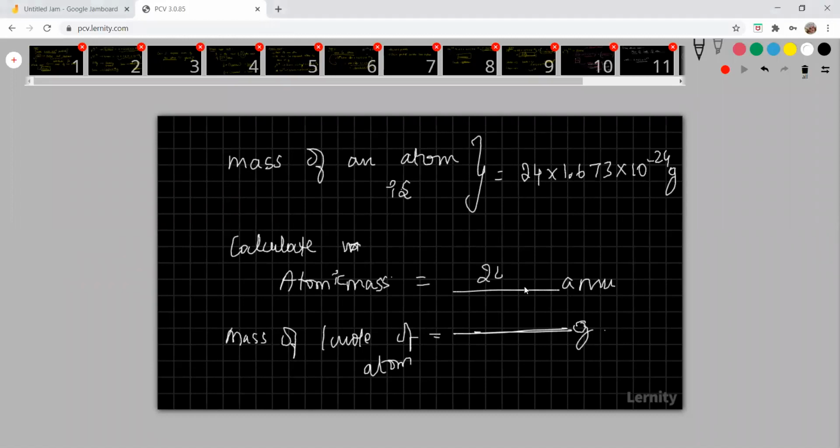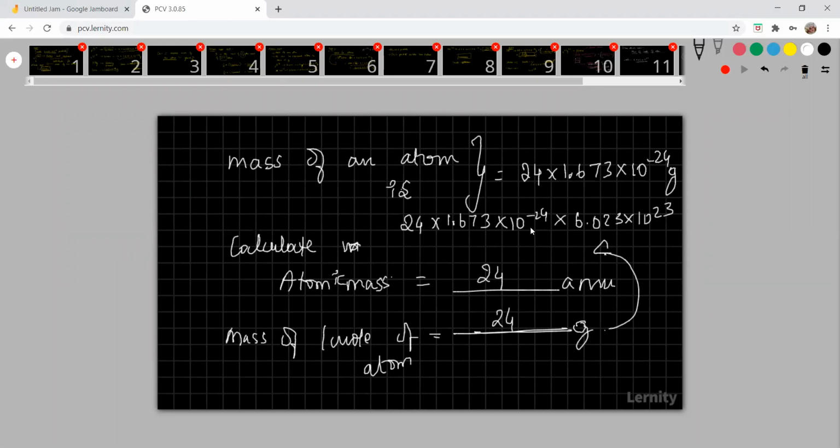24 AMU is right. What is the second one? Second one, 24 grams, ma'am. How? Because 24 into 1.673 into 10 power minus 24 into 1 by 1.673 into 10 power minus 24. 1 by 1.673 into 10 power minus 24 is nothing but 6.023 into 10 power 23. Good. Very good, Subhashri.